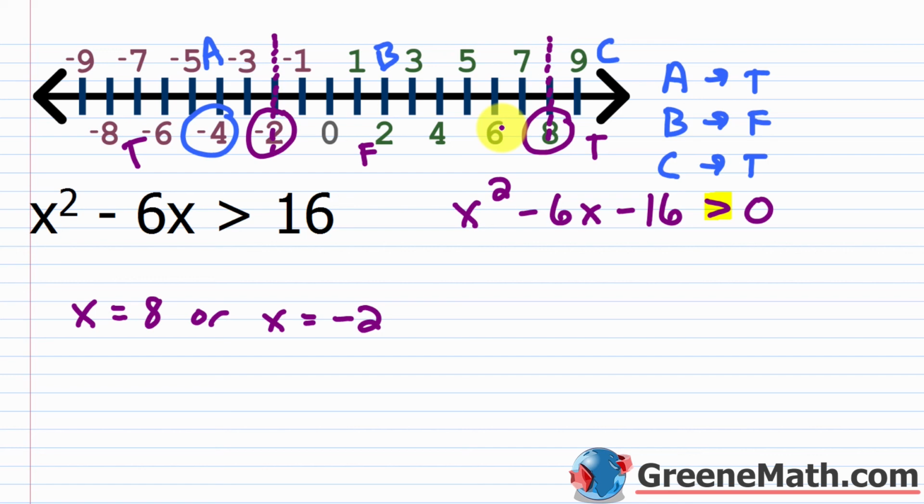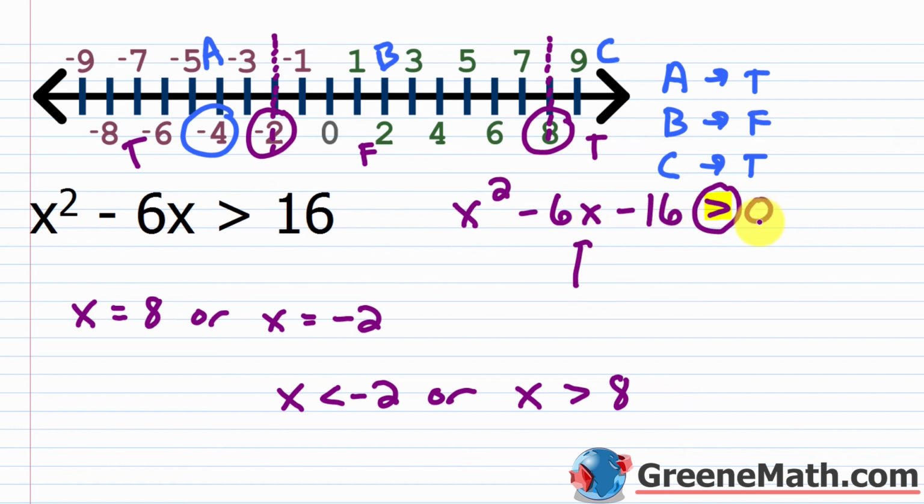Okay? So in this situation, we have that anything to the left of negative 2 would work. So x is less than negative 2. Or we have that anything to the right of 8 would work. So x is greater than 8. Now in this particular case, because we have a strict inequality, we see that our endpoints don't work, right? If I plug in a negative 2 or an 8, again, the left side would be 0. 0 is not greater than 0. So negative 2 is not a solution, and 8 is not a solution.